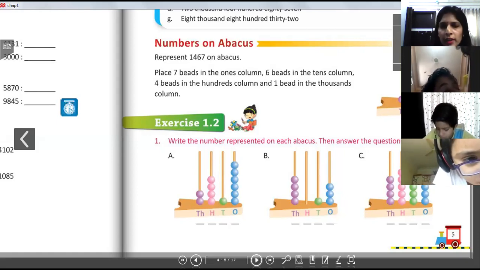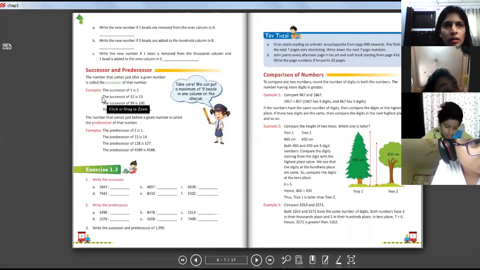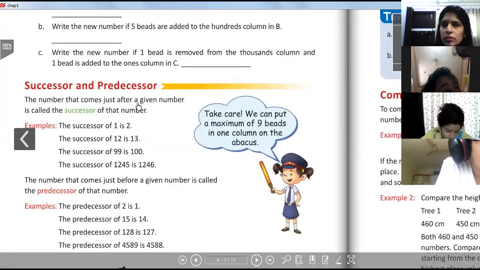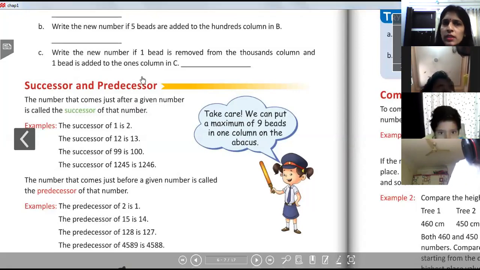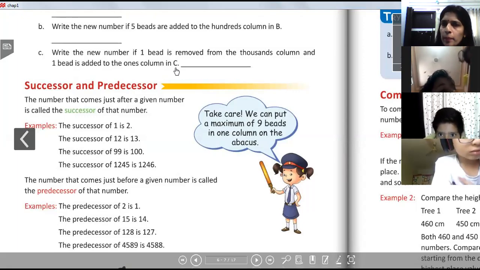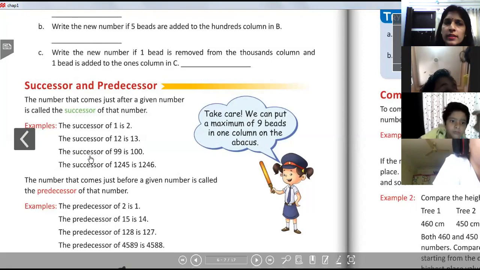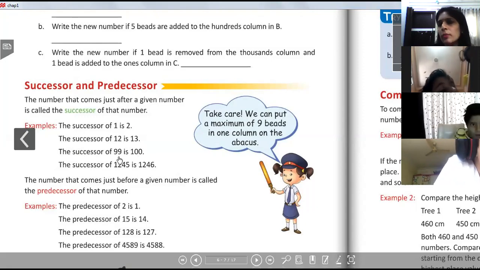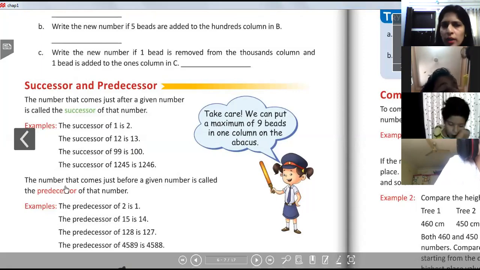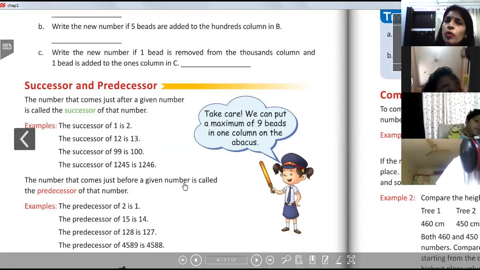Now coming to the next topic, successor and predecessor. Okay, the number that comes just after a given number is called the successor of that number. Like here, the successor of 1 is 2, and the successor of 99 is 100. The number which comes just after the given number. Now the number that comes just before a given number is called the predecessor of that number.